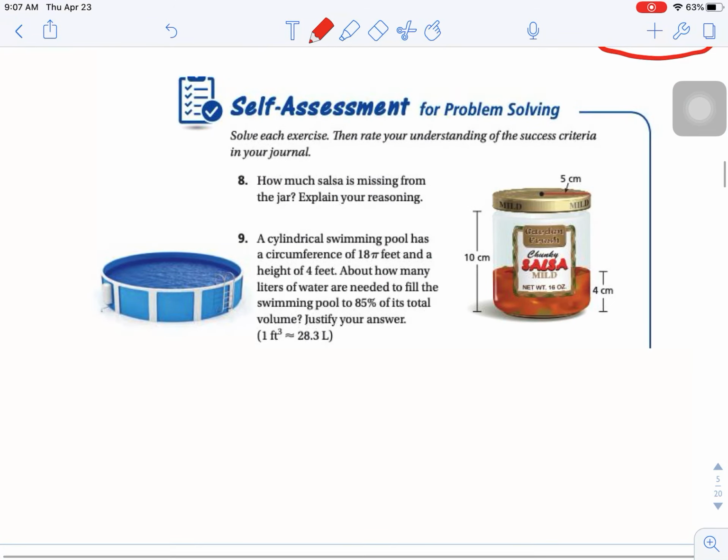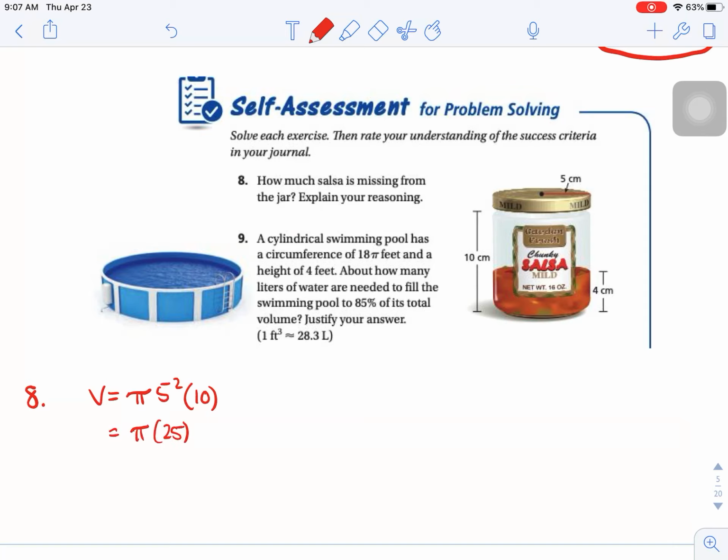All right, and then our last two self-assessment questions here. It says, how much salsa is missing from the jar? Explain your reasoning. Okay, so if we were looking at 8, first I want to know how much does the entire jar hold. So my volume would be pi, my radius is 5, and my height is 10. So we would get 25 times 10, so 250 pi. I'm just going to leave it like that for now before I do my subtraction.